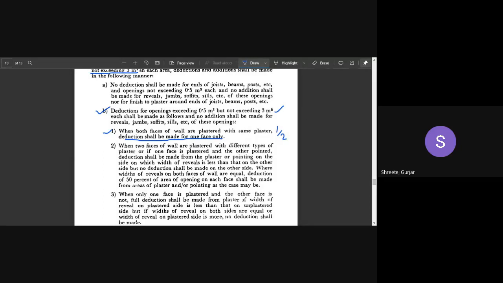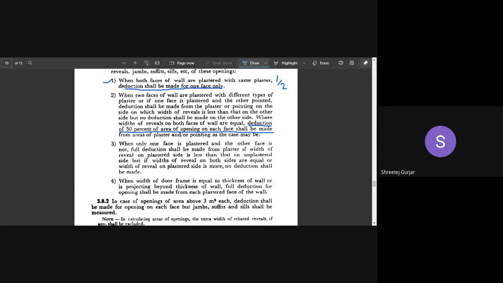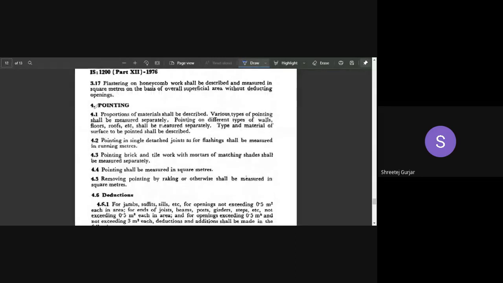Because of this, we deduct only 50% in our calculations. There is also mention here that deduction of 50% of the area of opening on each face shall be made. You can go through this code, where they have given in detail how plastering work is to be measured, and after this, details are also given for pointing work.